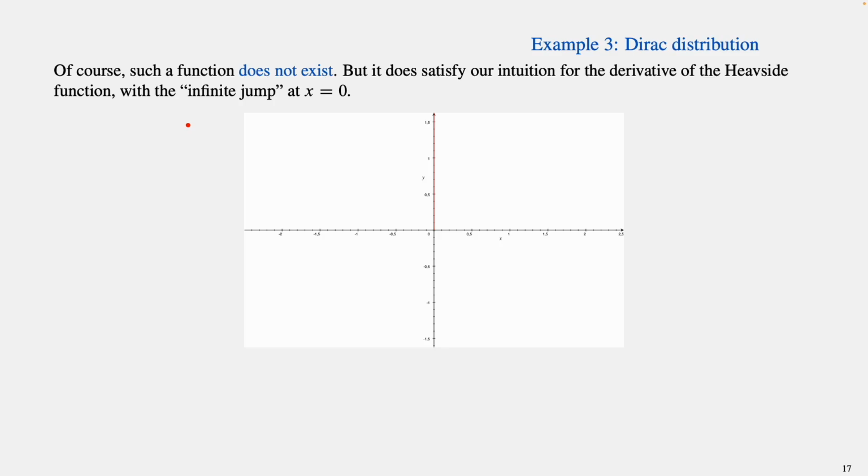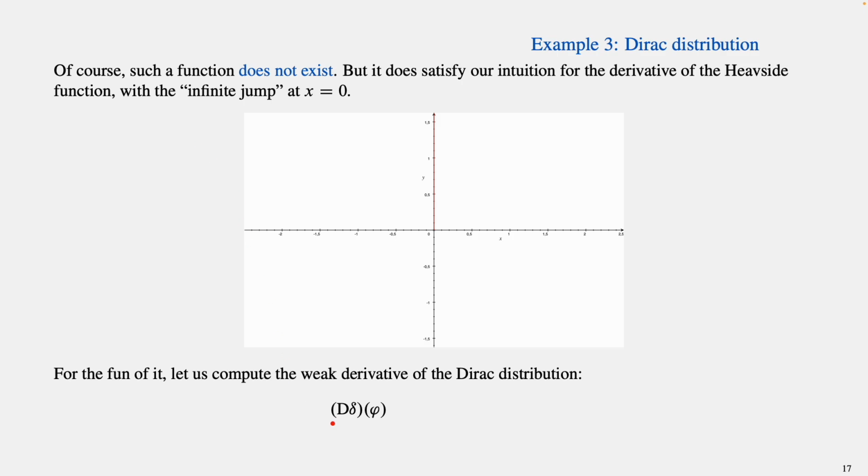+1 constant values. And just for the fun of it, let us compute one more weak derivative, namely the weak derivative of the Dirac distribution. And this is surprisingly easy. So the weak derivative of delta applied to a test function phi is, by definition, minus delta applied to phi prime. And by definition of delta, this is just minus phi prime evaluated at 0. Yeah, and from this you may guess what the higher order weak derivatives of delta are.